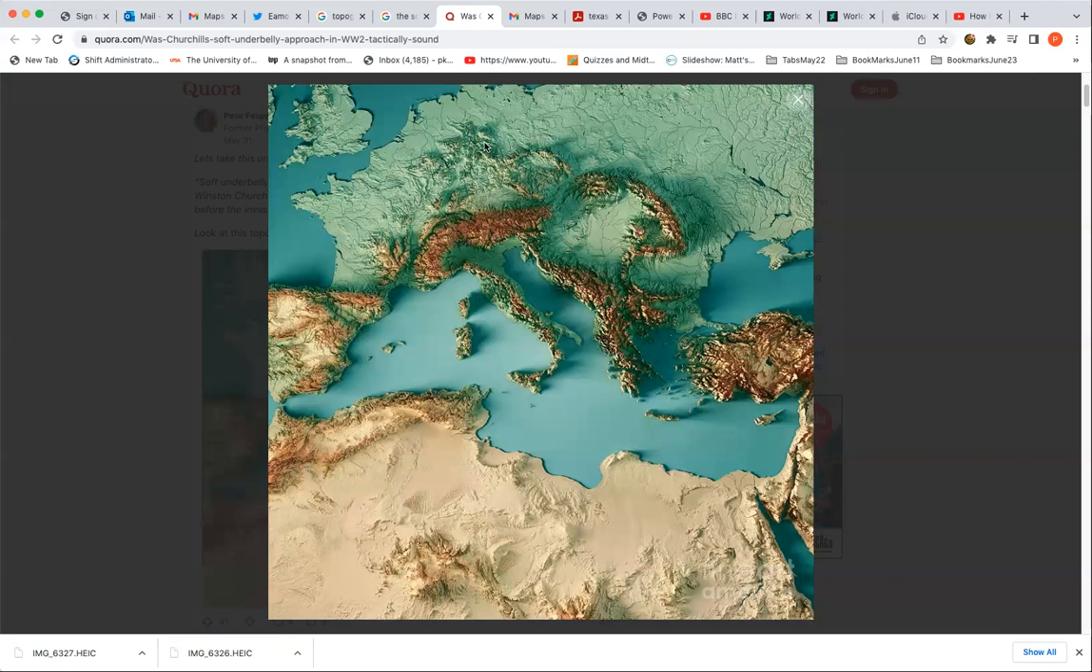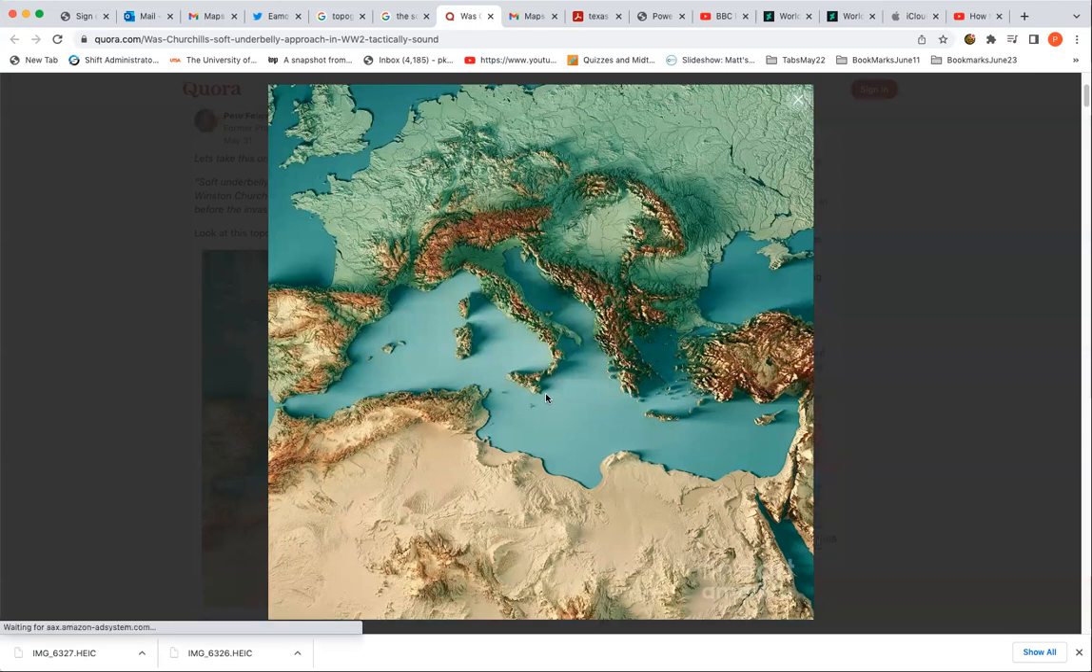After the defeat of the Germans in North Africa, the Allied forces make a pretty quick jump from North Africa into Italy. And so what we have is the Italian campaign. One of the ways you can think about the Italian campaign is that Churchill wins again.